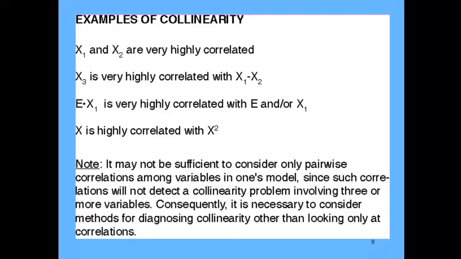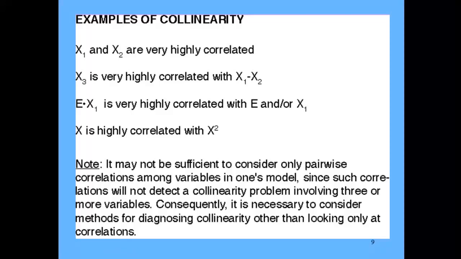Examples of collinearity. One example is when you have two variables in the model that are very highly correlated. That's a problem, and you might find that the model doesn't run very well, or doesn't run at all. Or, as I said, you might have a situation where x3, a third variable, is highly correlated with the difference between two other variables. That could cause a problem where the model may not run or not run well. Another problem is when you have product terms in the model. A product of two terms may be highly correlated with one of its components, or both of them. Maybe and maybe not.